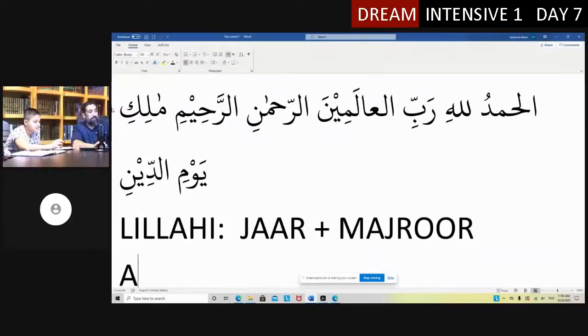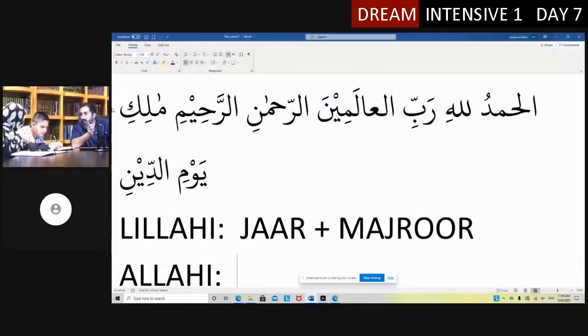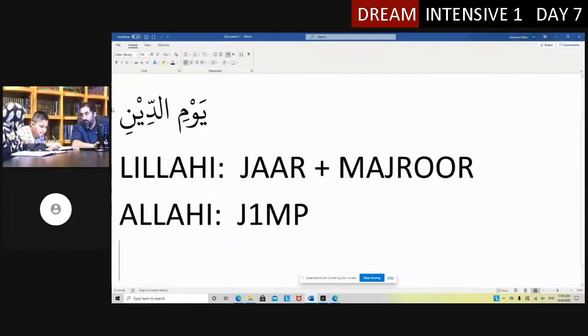Now I want the four properties of the word Allahi inside lillahi. I'm just writing the word Allahi again because I just want the four properties of it. We kind of did it in Bismillahi. It's the same word, so we can go quickly. It's jar, it's one, masculine and proper, right? So that was already done.